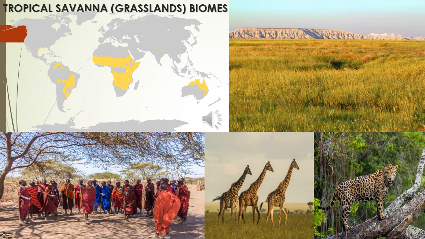The people here follow herding. The primitive people living here are nomadic, that is, they move from place to place along with their animals. The common animals found here are lion, leopard, tiger, and also deer, zebra, giraffe, etc. Then the flora such as Rhodes grass, red oats grass, lemongrass, etc., are found in this biome. So, tropical forest, then tropical savanna biomes.